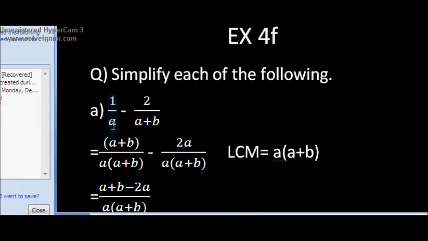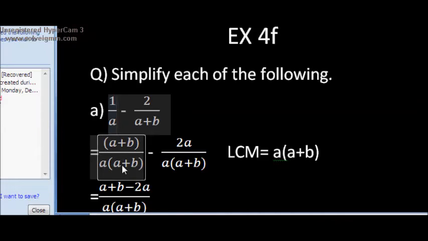So LCM of A and A plus B equals A into A plus B. First of all, you have to change this double denominator into a single denominator. It means you will change the denominator in the first fraction into your LCM. Your LCM is A into A plus B, and here in the first fraction A plus B is missing. So you want to change this denominator into your LCM. For this you will multiply and divide with A plus B.